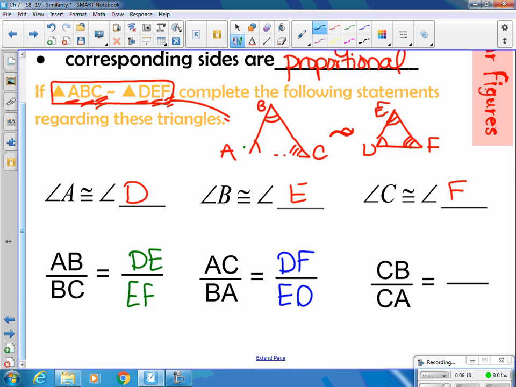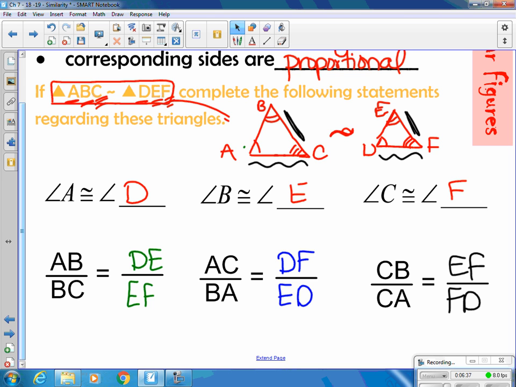CB over CA. Okay. CB is this side. Well, that's going to go with this side, which is going to be EF, over CA, which is the bottom, which is going to go with FD. So hopefully that makes sense there. That's our second bulletin. Corresponding sides are proportional.